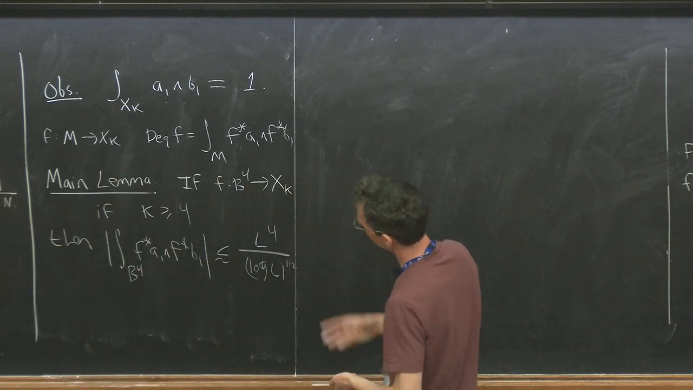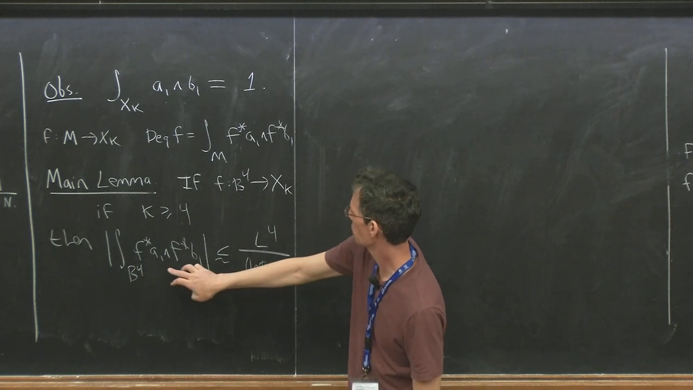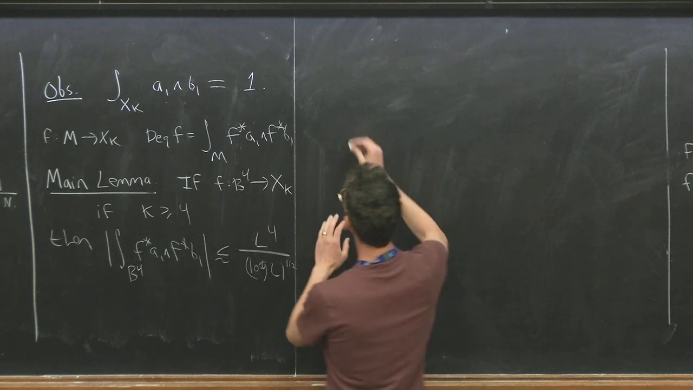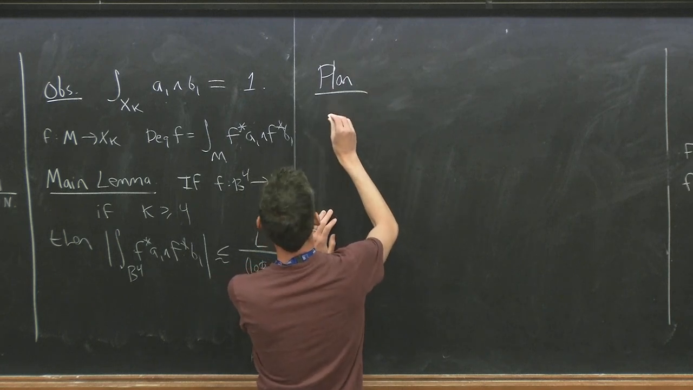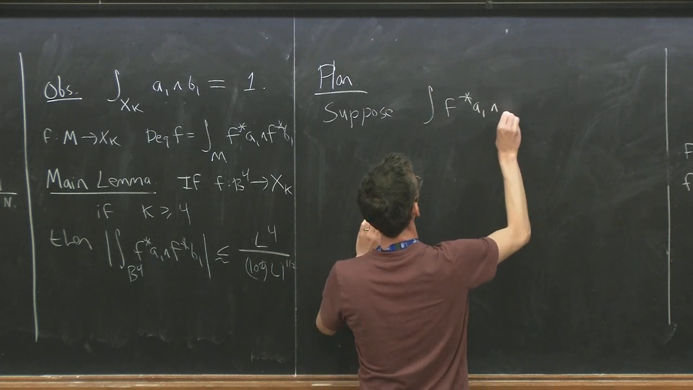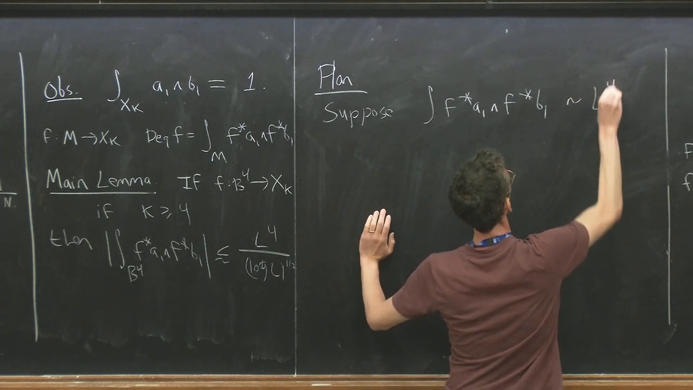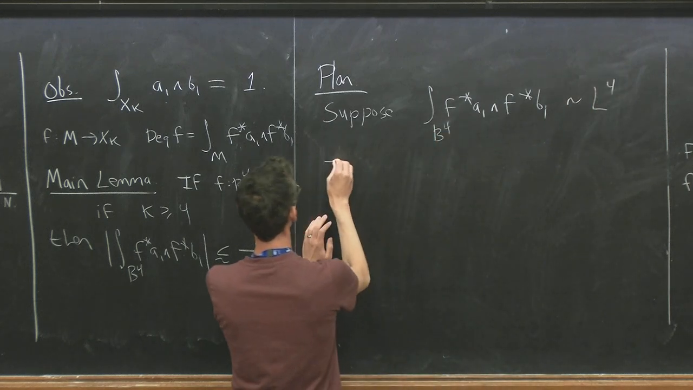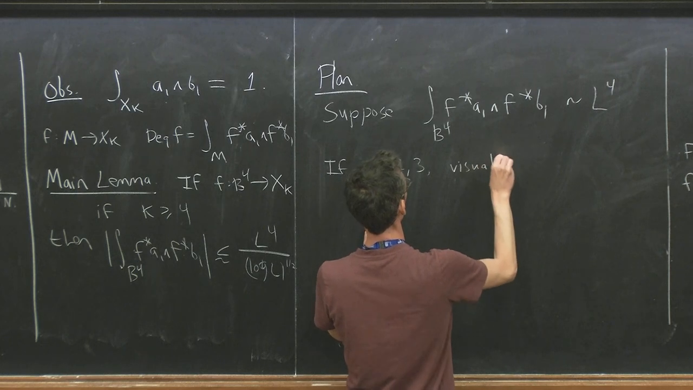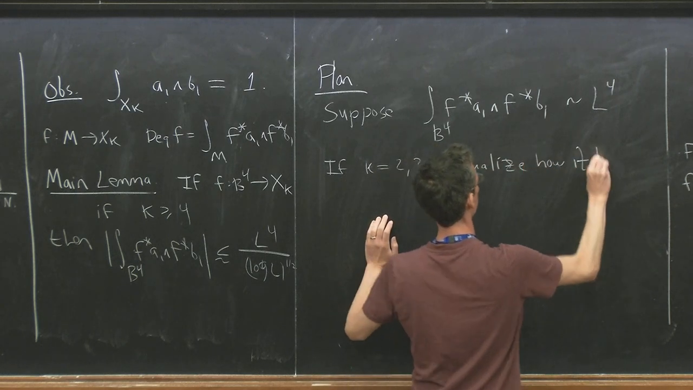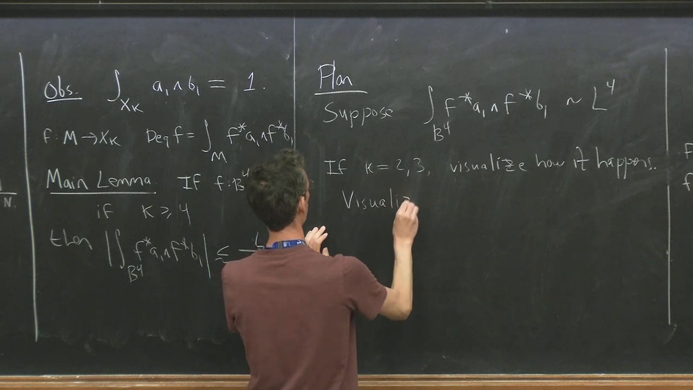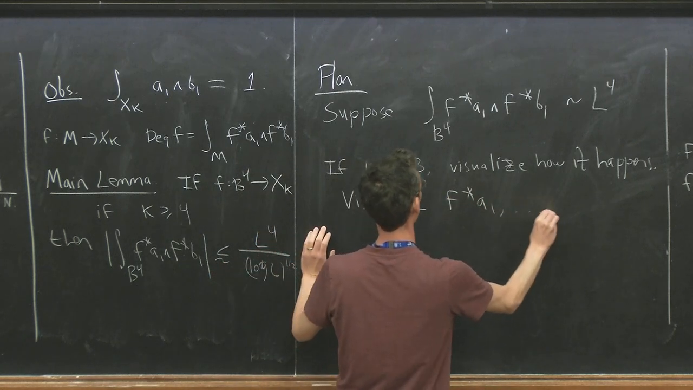On the other hand, if k is 2 or 3, this inequality is false. This integral could be as big as L to the fourth, constant times L to the fourth, if k is 2 or 3. So here's our plan to try to understand this. I'm going to suppose that the integral of the pullback of A1 wedge the pullback of B1 is around L to the fourth. And if k is 2 or 3, that can happen. And we're going to try to visualize how it happens. In particular, the things we're going to try to visualize are the pullback forms, the pullback of A1 and so on.